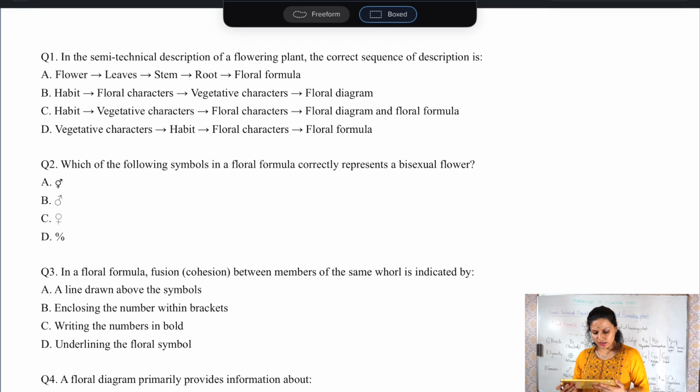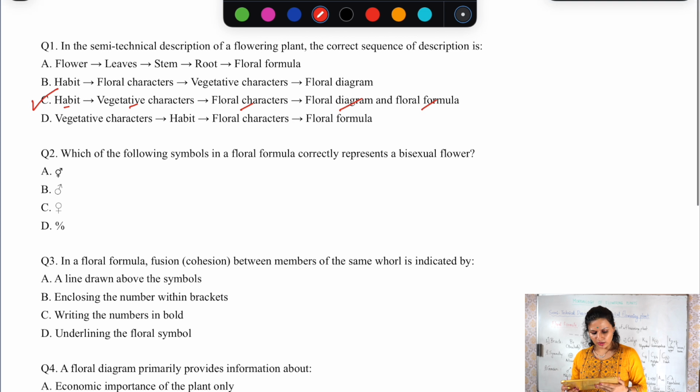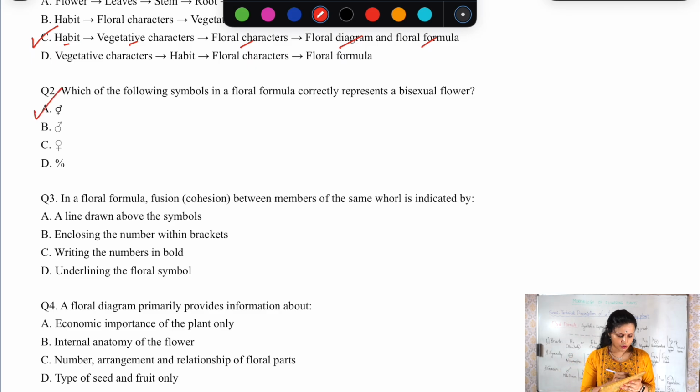In the semi-technical description of a flowering plant, the correct sequence of description is, the correct answer will be C. It starts with habit, then vegetative characters, then floral characters, floral diagram, and floral formula. Question 2. Which of the following symbols in a floral formula correctly represents a bisexual flower? The correct answer will be A. B is for male flowers, C is for female flowers, and D is for zygomorphic. That's for symmetry, not for sexuality of the flower.